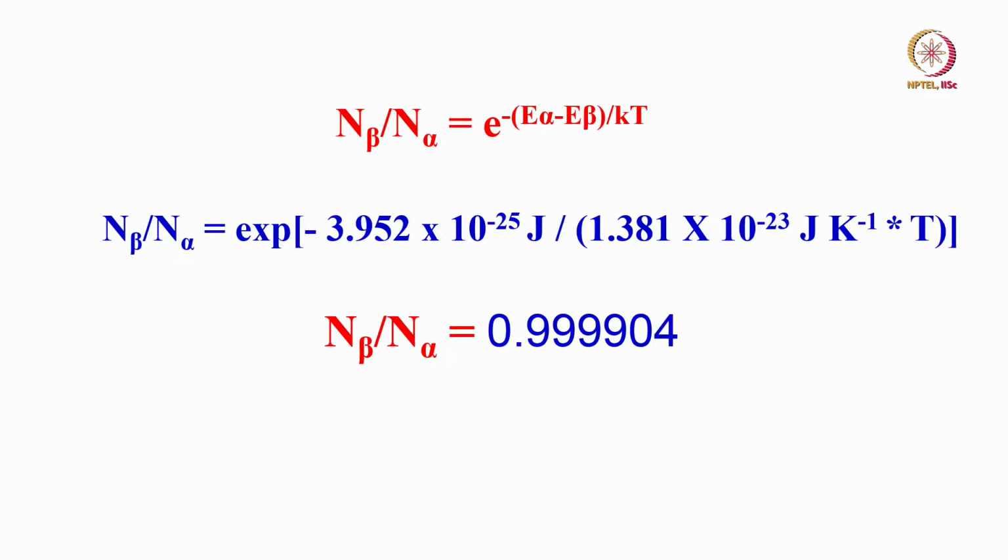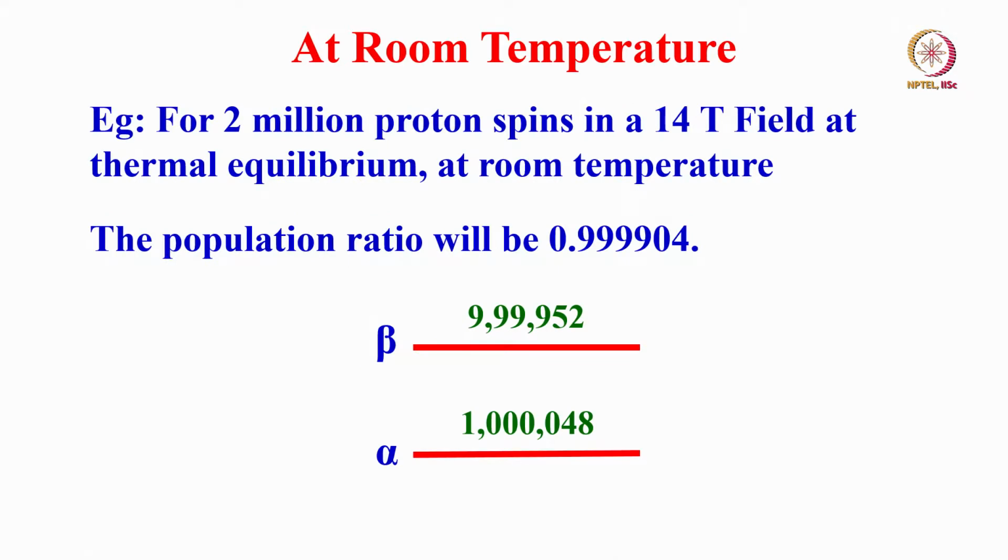Calculate this, substituting this value, and the population difference: n beta by n alpha turns out to be 0.999904. What do you understand by this ratio? It is close to 1, 0.999904. That means n beta over n alpha is almost equal to 1, which tells you the populations of the beta states and alpha states are almost identical, with a negligibly small difference in populations. And you can calculate this at room temperature.